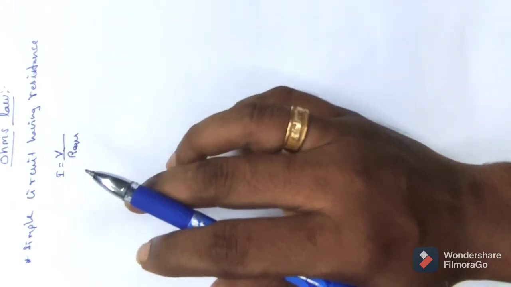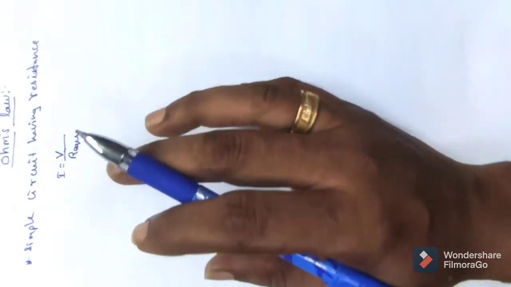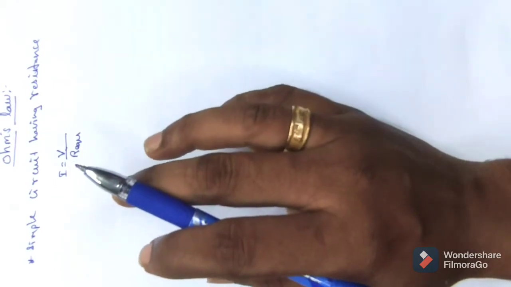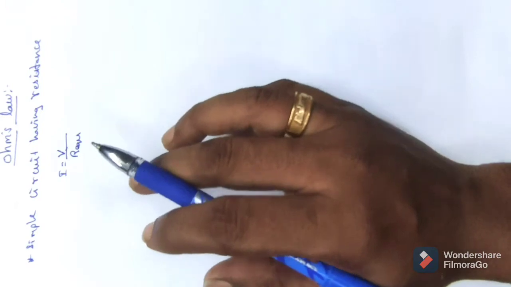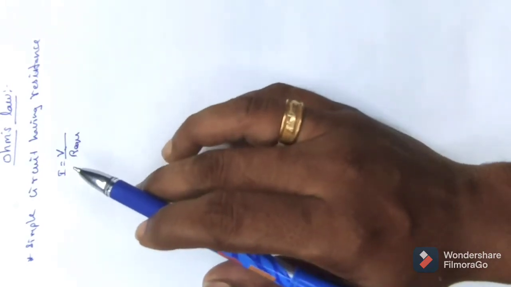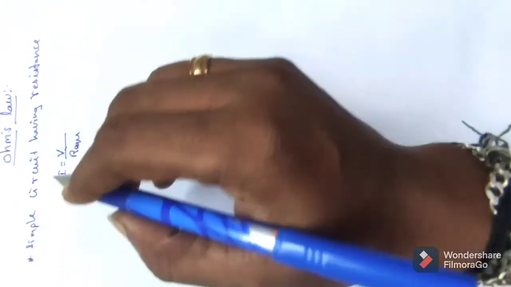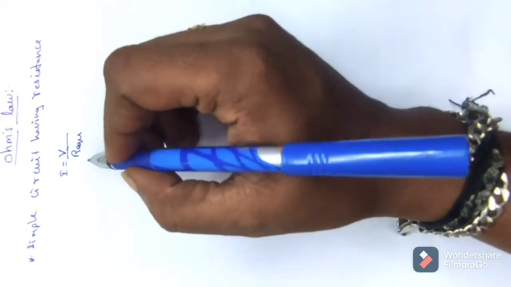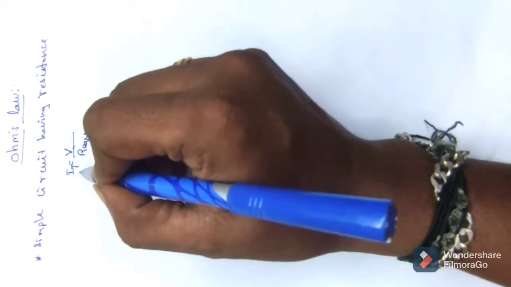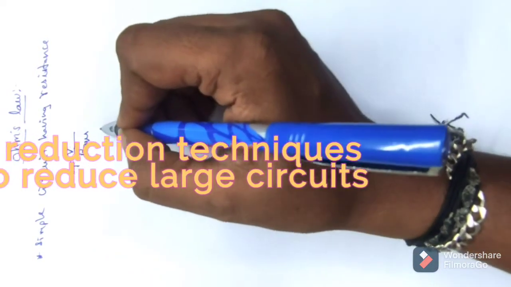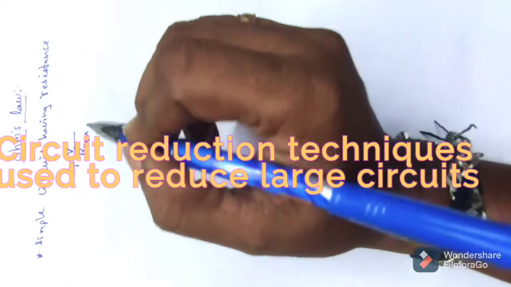With the help of the network reduction technique, we reduce that larger circuit into a simpler circuit and make that an R equivalent. Finally, we introduce that R equivalent into Ohm's law to determine the current. The answer obtained from Ohm's law is the total current. Why? Because this current we get from the equivalent resistance of a complex circuit.